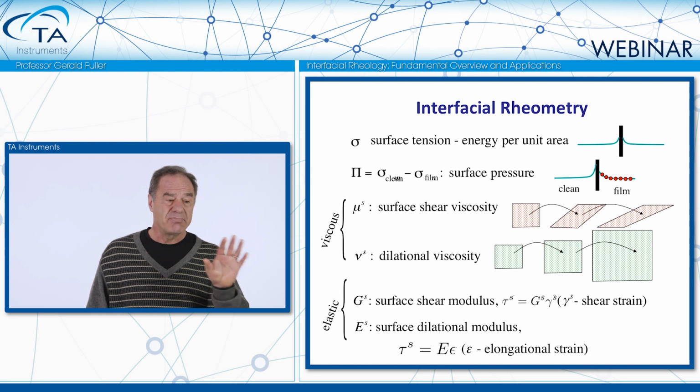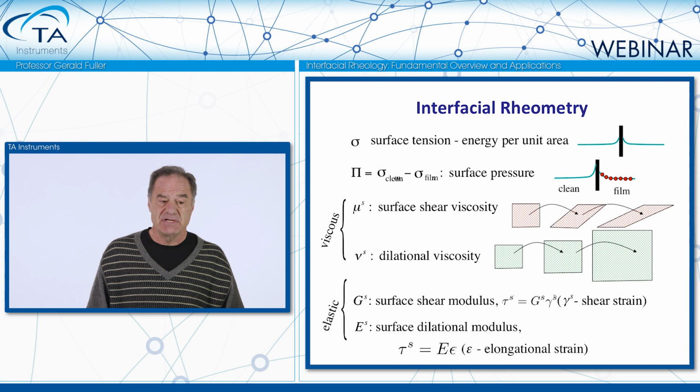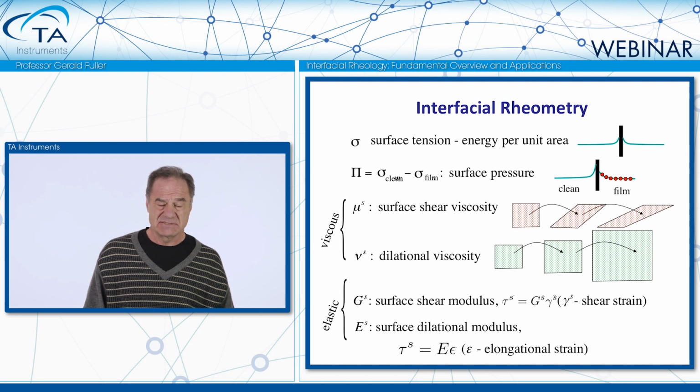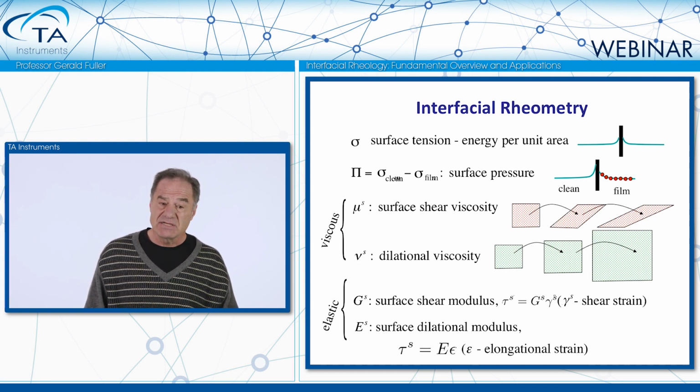The very top line is the surface tension or the surface energy, and that we measure with a number of very old classical techniques. Now, what we actually represent normally is the difference between the surface tension of a clean interface and the surface tension when you've got it covered with some surfactant, let's say. That difference is positive, and that's called the surface pressure.